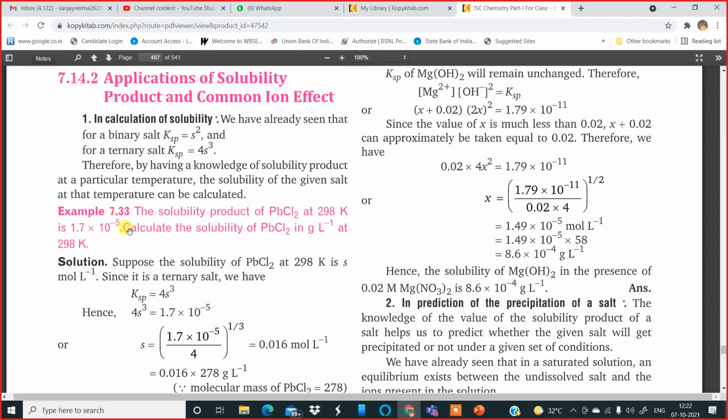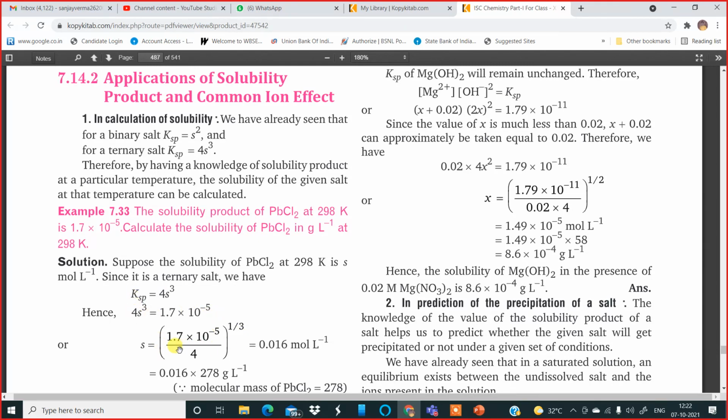So examples are here. There is a ternary salt, PbCl2. At 298 Kelvin, its solubility product is given as 1.7 × 10^-5. They are telling us to calculate the solubility, that is, to find the value of S. We know the value of KSP, so make S the subject of the formula.